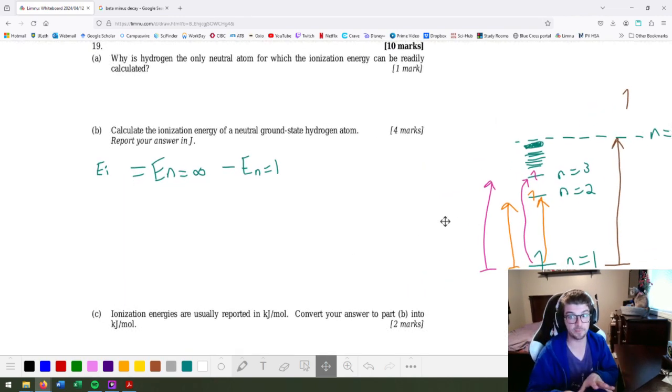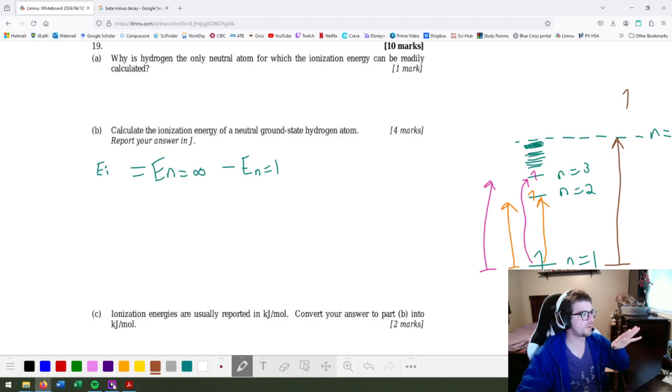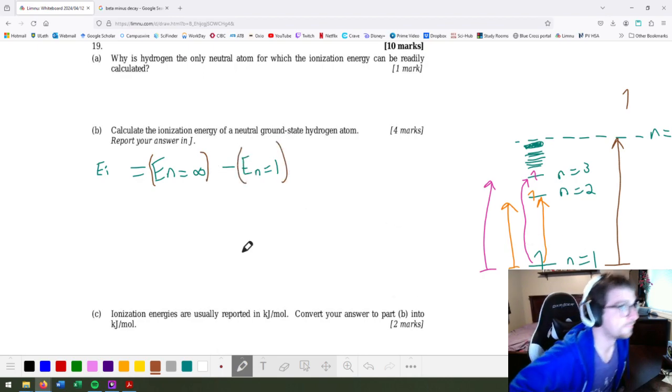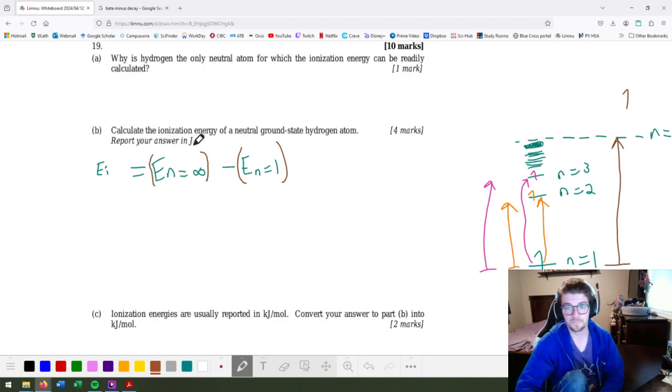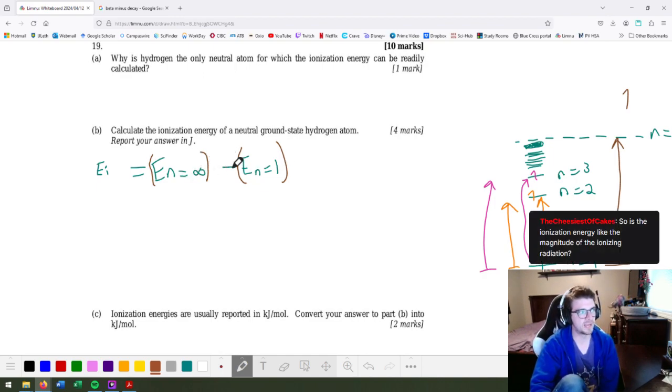Okay, so that's a little bit of a primer on what this equation is talking about. And so what we have to do is, we're trying to calculate EI, the ionization energy, and I want to put these in brackets because that's a little confusing to me. Okay, so we have to take the E of the infinity energy level minus the ground state energy.